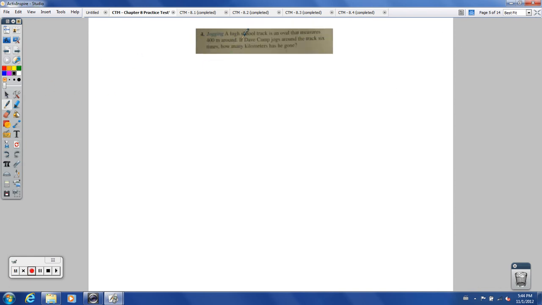So we're good to go on that one. And now jogging. A high school track is an oval that measures 400 meters around. That is a standard length of a track. If Dave Camp jogs around the track 6 times, how many kilometers has he gone?